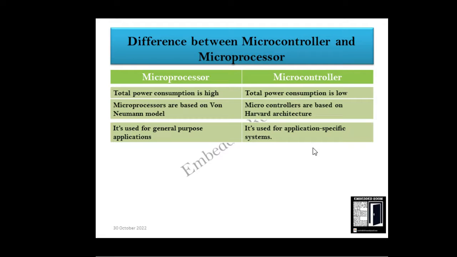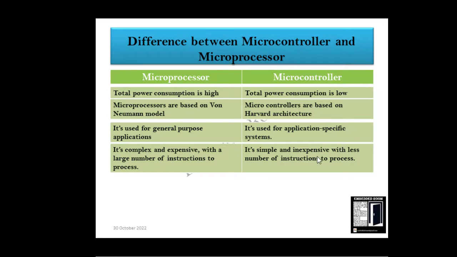A microprocessor is for general purpose applications because in a microprocessor only the processor is present inside the CPU, so everything else we need to connect externally, so it is a general purpose one. But a microcontroller is used for specific applications. A microprocessor is complex and expensive with a large number of instructions to be processed, because if the processor has more bits, it is complex and expensive. But a microcontroller is simple and inexpensive with fewer instructions to process.